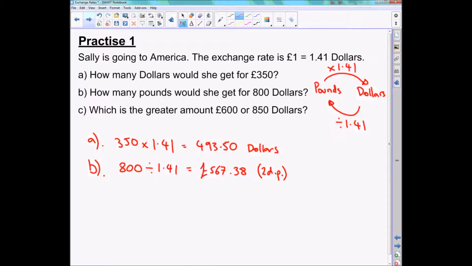Okay, so finally for question C, I want to know which is the greater amount, £600 or $850. Again, it doesn't matter which one we convert as long as we convert one of these to the other unit. So I'm going to change pounds to dollars. So I've got £600. Changing to dollars, I need to times by 1.41, and that gives me $846. That now makes it really easy to see that $850 is the bigger amount.